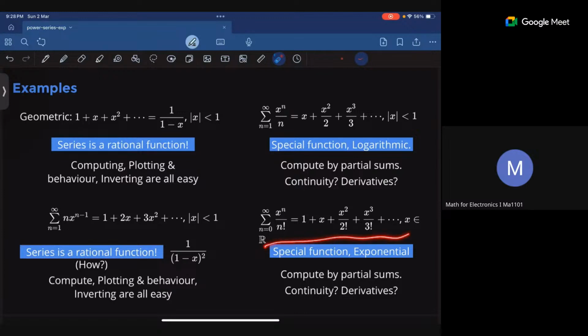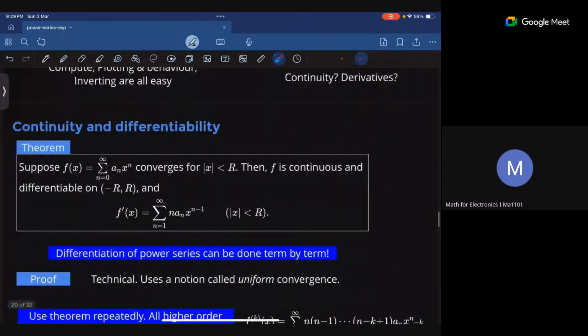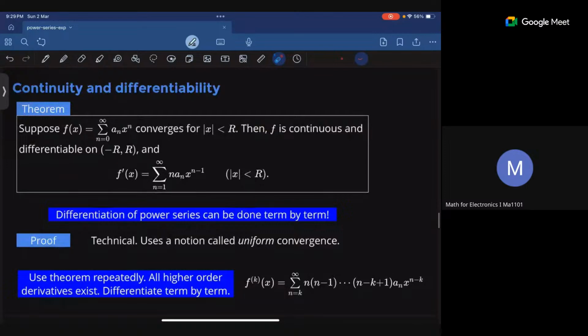And the last one is the e power x. So here x belongs to the reals. So for any value of x, this will converge and this will converge to the exponential function e power x. Okay, so like this, our power series can be represented as a function in its radius of convergence interval. Okay, and yeah, the same thing, continuity and differentiability we can talk.